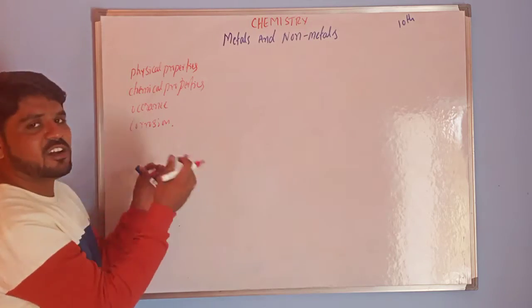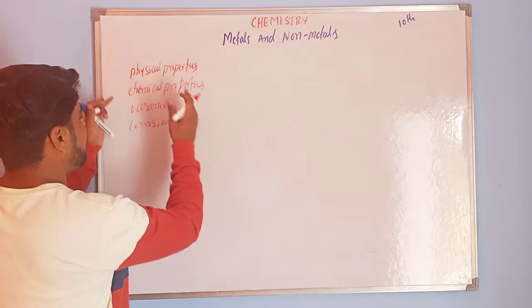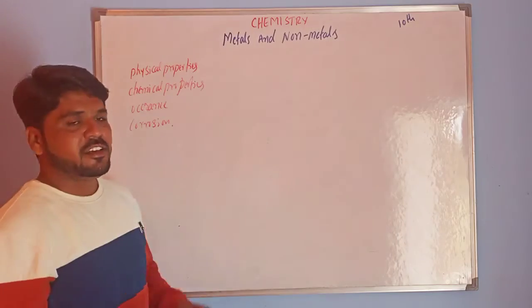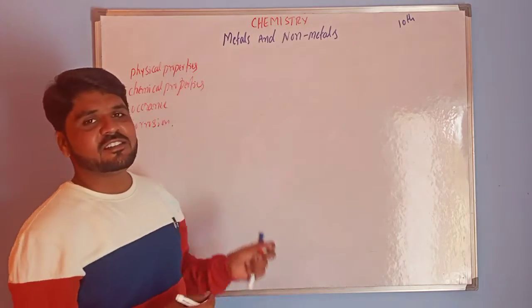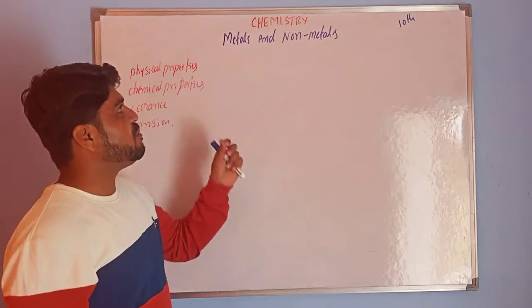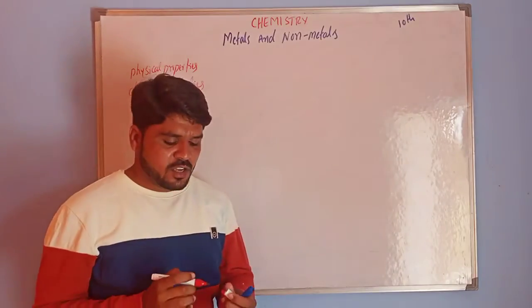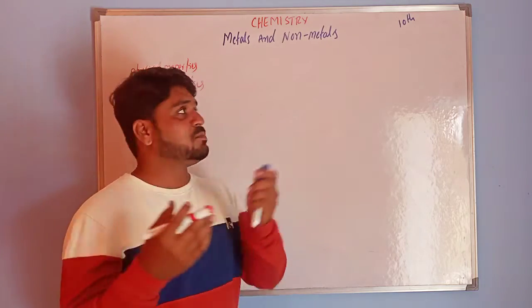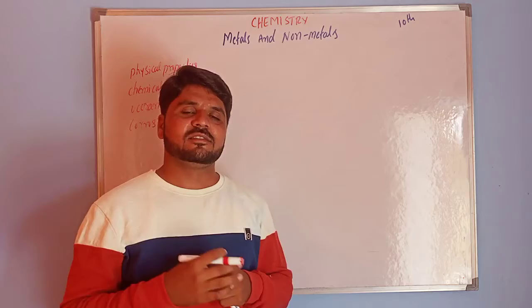What is meant by corrosion? How to control the corrosion? This is all we study in the chapter metals and non-metals. In this class, I am going to discuss the introduction of these metals and non-metals. In the ninth class, we already studied what these metals are.